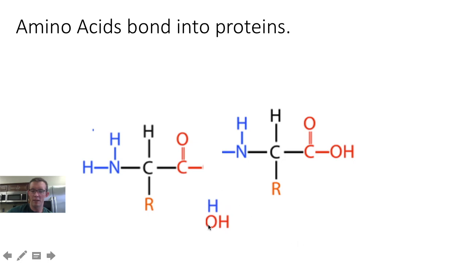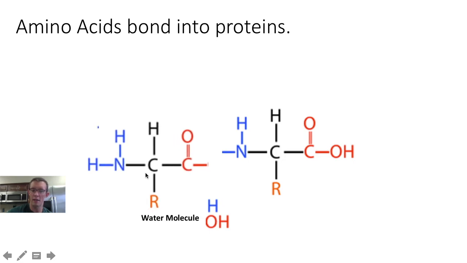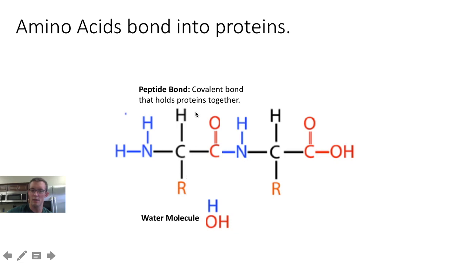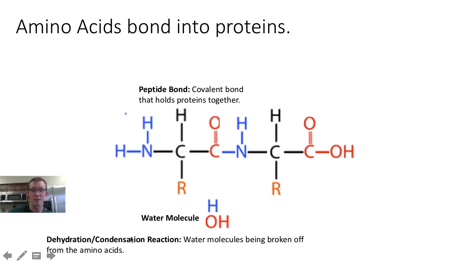And what you'll notice happening is that the hydrogen on the amine group from one amino acid and the hydroxide on the carboxyl group from the other amino acid broke off to form a water molecule. And in the process, the carbon and nitrogen bond together in what's called a peptide bond. Now, this process is also called a dehydration or a condensation reaction, because water molecules are being broken off each time an amino acid gets bonded onto this chain, onto this protein.